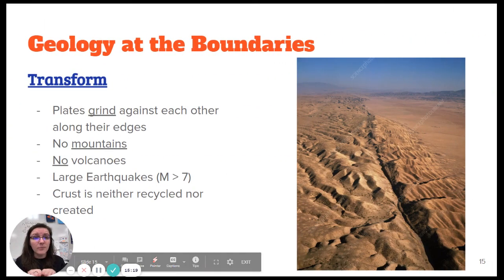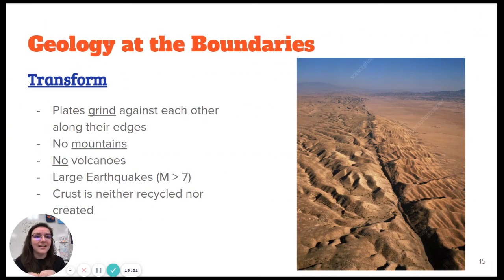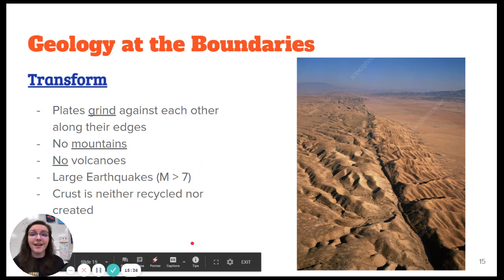And then transform, where plates are grinding past each other. Nothing is being created or destroyed. There aren't really any mountains or volcanoes, but there are tons of really big earthquakes. Lots of greater than magnitude 7 earthquakes. And those are the three boundary types and the geology, or what happens at each one.